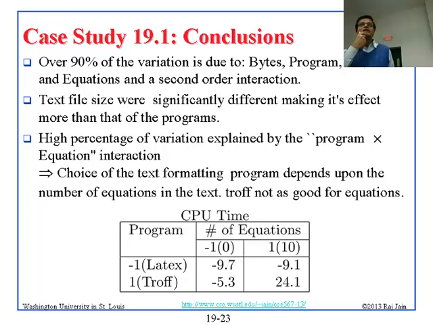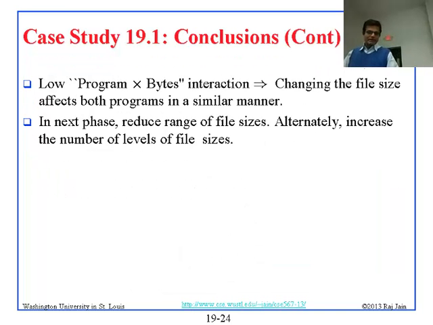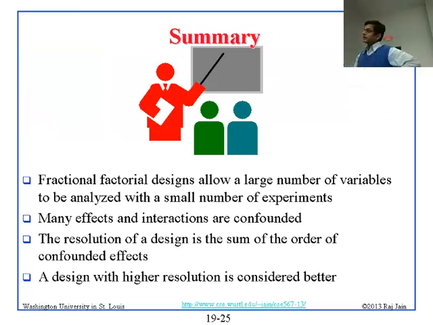Okay? So anyway, this is very powerful, the fractional factorial design. And particularly if you have a large number of factors, you can sort out with a small number of experiments, which is what is most important, and then concentrate on those. All right, I think we're done with the case study, so we finish the summary. Summary is fractional factorial design allows a large number of variables to be analyzed with a small number of experiments.